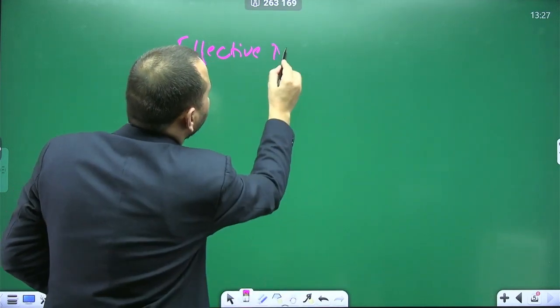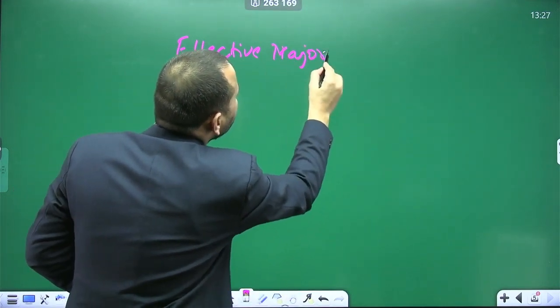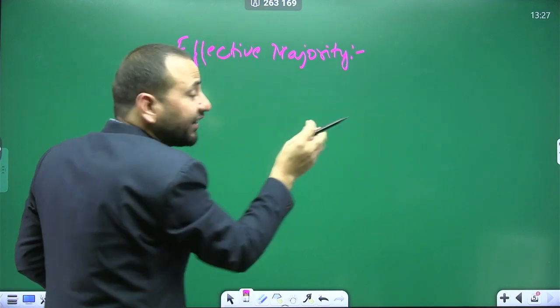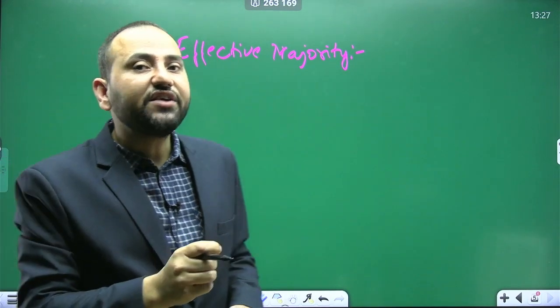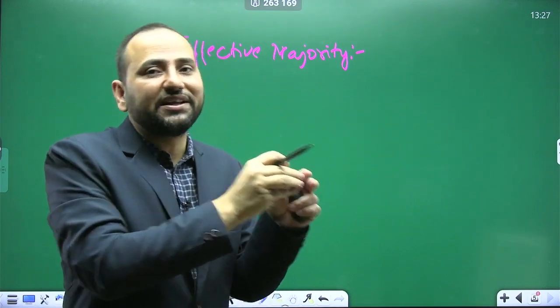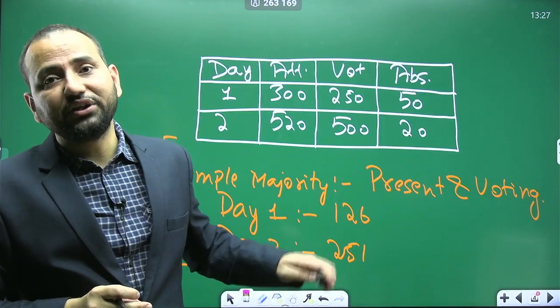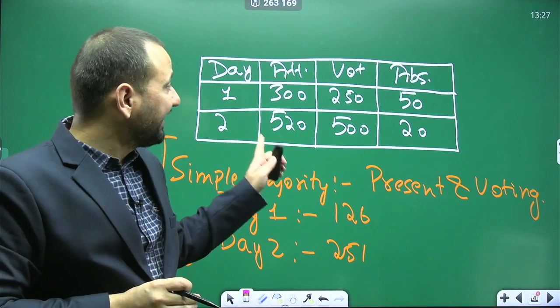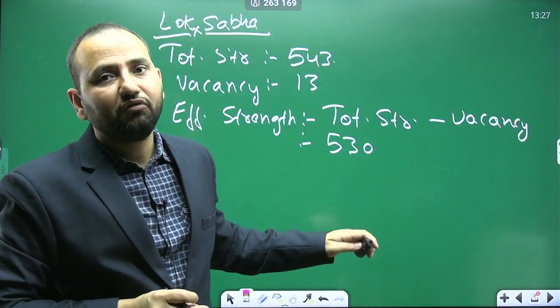If you see this concept of effective majority, it simply means the majority of effective strength of the house. And what is the effective strength of the house? Effective strength means total strength minus vacancy. So if you move into this concept, you have to understand that in the example of this parliament, Lok Sabha, we saw this number.